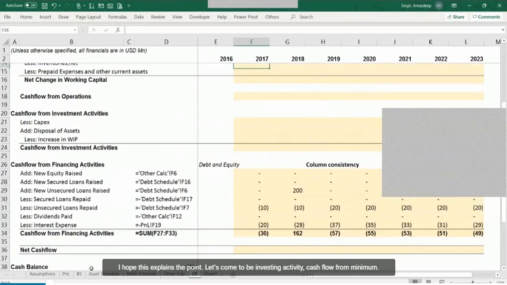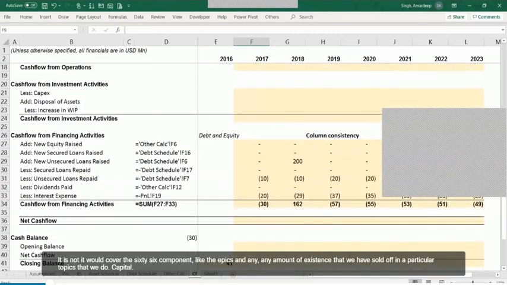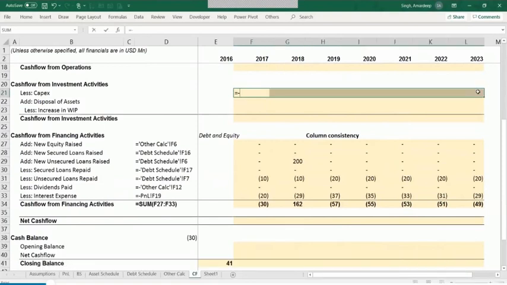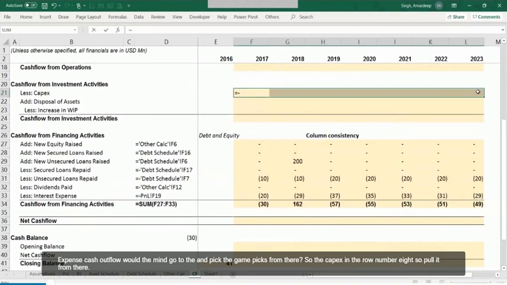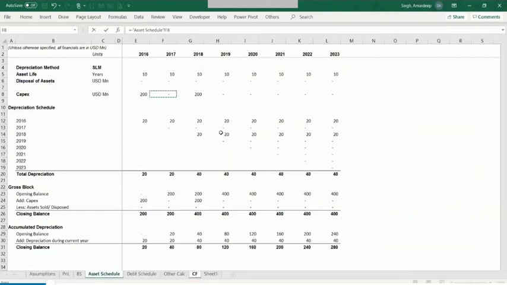Cash flow from investing activities. Now, it would cover the fixed assets component like the capex and any amount of fixed assets that we have sold off in a particular year. Like capex that we do, capital expenditure, it's an expense, cash outflow, put a minus. Go to the asset schedule and pick the capex from there. So we've got the capex in the row number 8, so pull it from there.